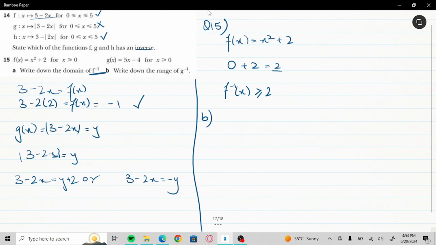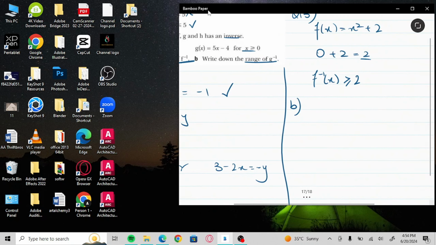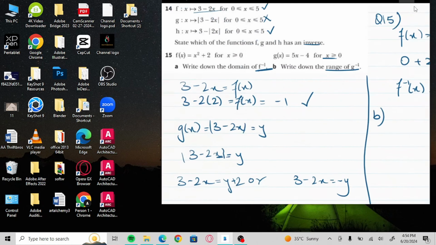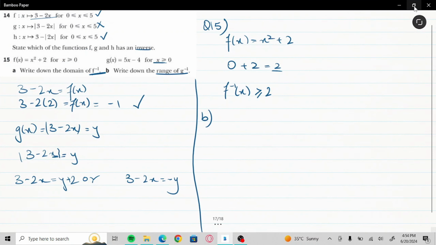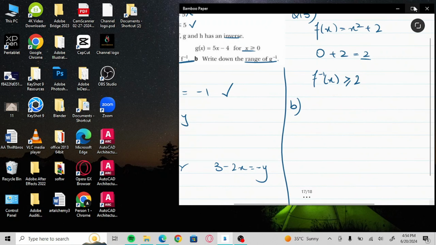And part B, it's clearly in the question itself. They've told us to find the range of the inverse of the function g. And it's simple because the function g has already been given a domain. And the domain of the function is actually the range of the inverse.